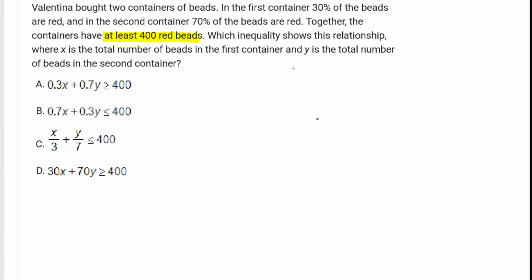Now, I have a very helpful tip here. Whenever you see the word at least, please do not think that that means less than or equal to.